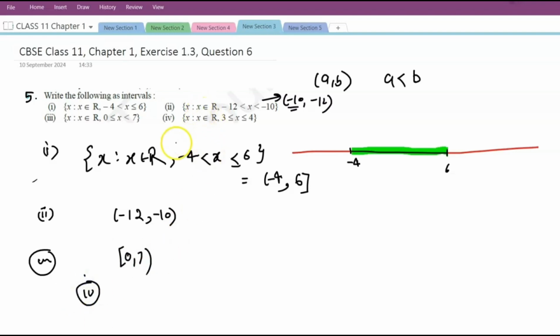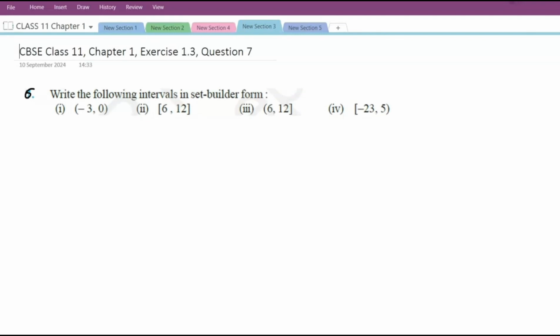Fourth part. x such that x is a real number and it lies between 3 and 4, and it is closed from both ends, [3, 4]. I have explained all the details of this in my previous video, understanding intervals as subsets of real numbers. So please go and watch that, and it will be very clear to you. And if you still have doubts, you can always ask in the comment section.